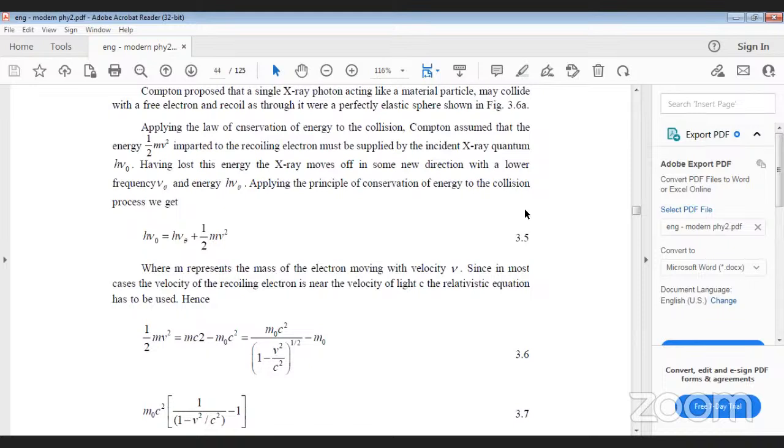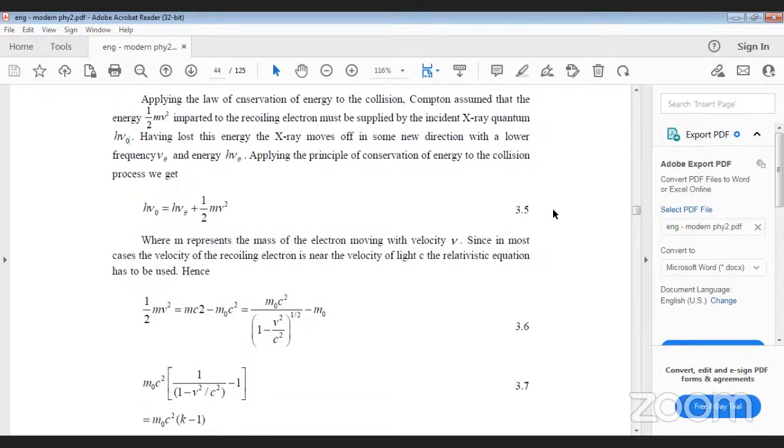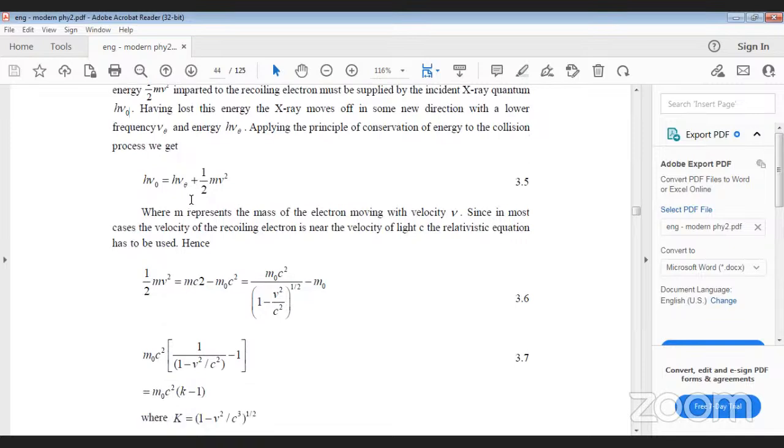So there should be a collision taking place, the radiation hitting the molybdenum metal foil. So definitely a collision is going to take place. So the energy is m c square, and also the electron recoils by the incident X-ray quantum. The incident means h nu naught, initial. So the X-rays move off in some new direction with the lower frequency h nu theta, by the conservation of energy: h nu naught equals h nu theta plus the electron which is moving with the kinetic energy of m c square.